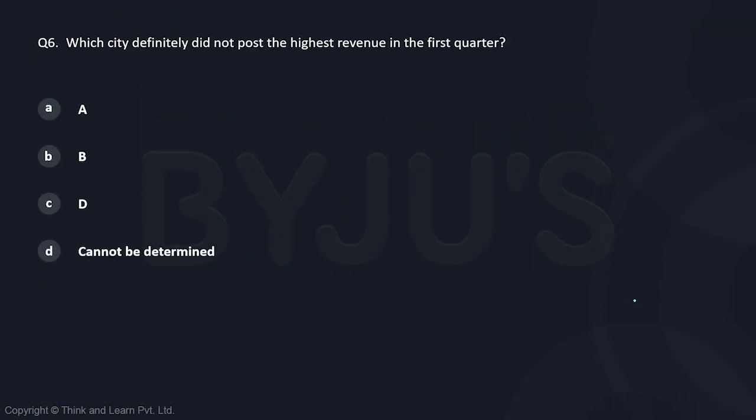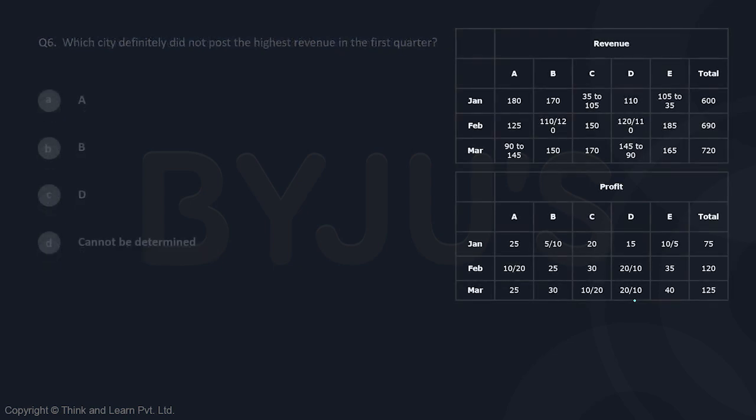Let's start with the first one. Which city definitely did not post the highest revenue in the first quarter? So these are the revenues. Okay. Let's talk about the revenues of all the cities one by one. Revenue of A, it is 180 plus 125, that is 305, plus anything from 90 to 145. Revenue of B would be 170 plus 150, that is 320, plus 110 to 120.